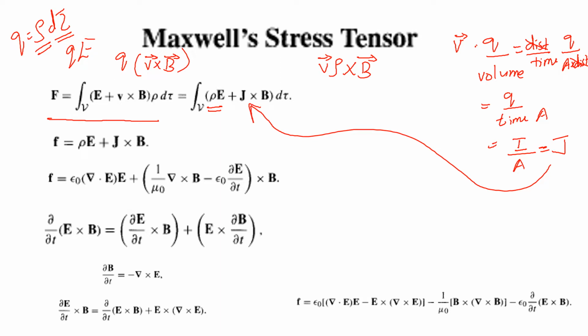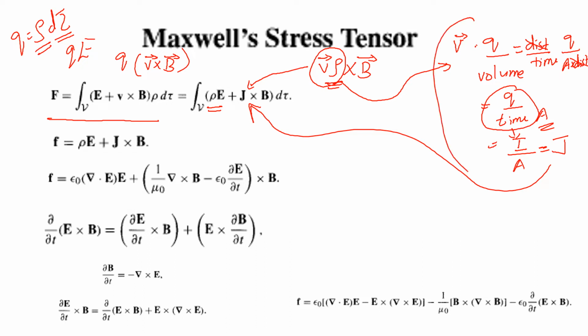Once again, we are rearranging this V times rho. Rho is charge over volume, and velocity is distance over time. Volume can be written as area times distance, so the distance cancels. Now charge over time is current, divided by area. So current over area is the current density J. So the expression for total force becomes rho E plus, instead of V rho cross B, we can write J cross B. That derivation is shown here. So J cross B times d tau.